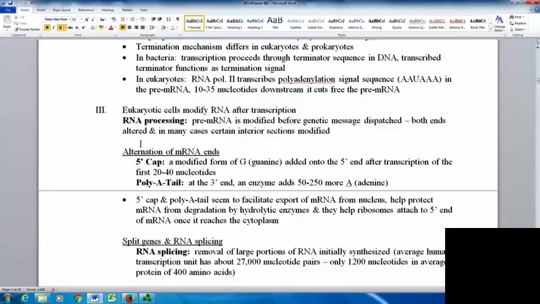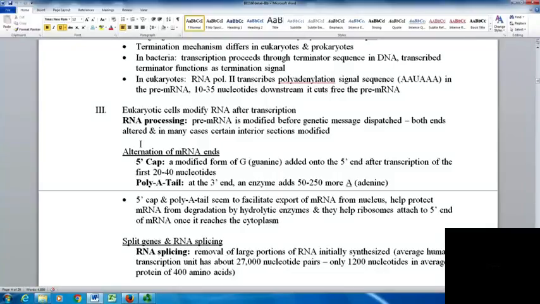So when we look at how we alter the ends, you've got a 5' cap where a modified form of guanine gets added onto the 5' end after transcription of the first 20 to 40 nucleotides. At the 3' end, you're going to have a poly-A tail. Here, an enzyme will add 50 to 250 more adenines on there.